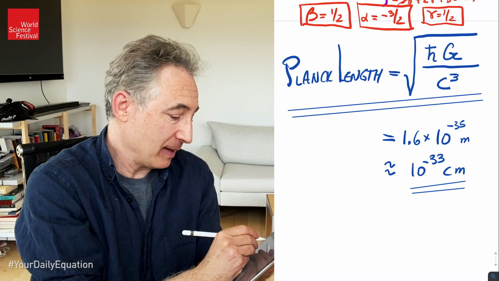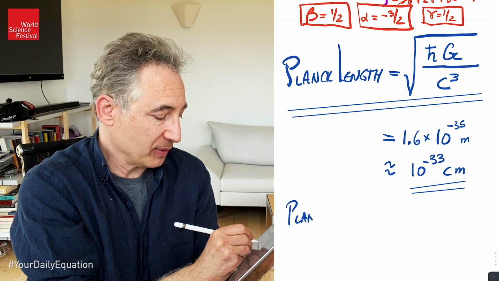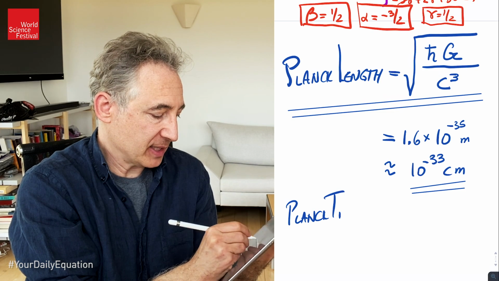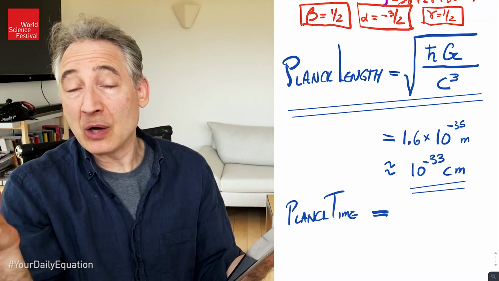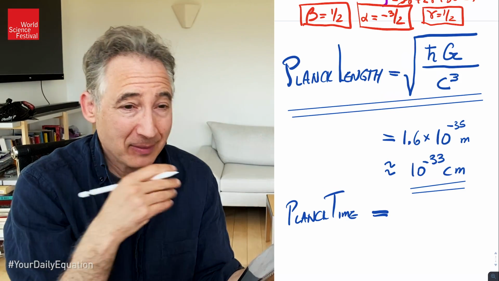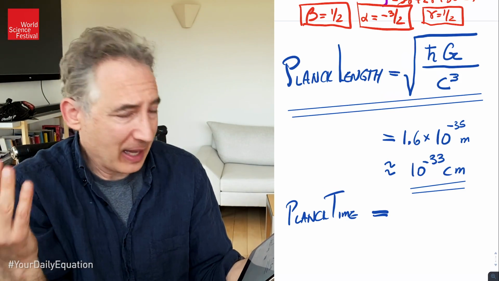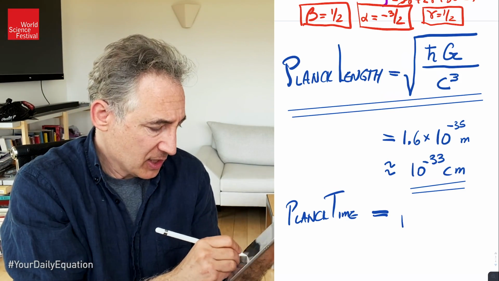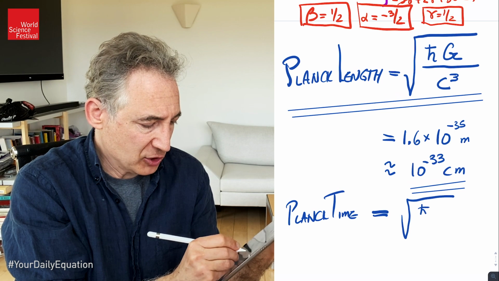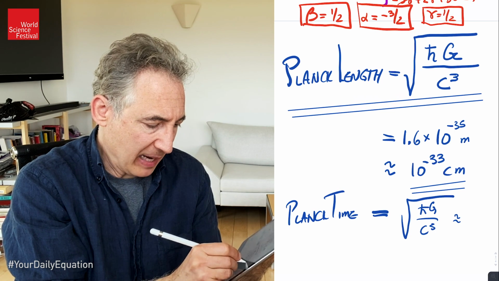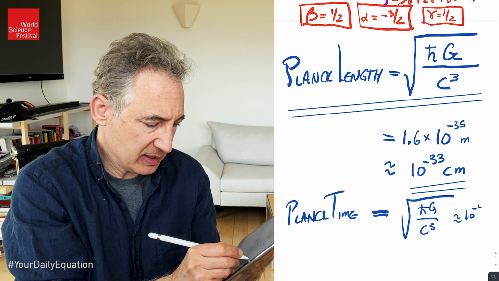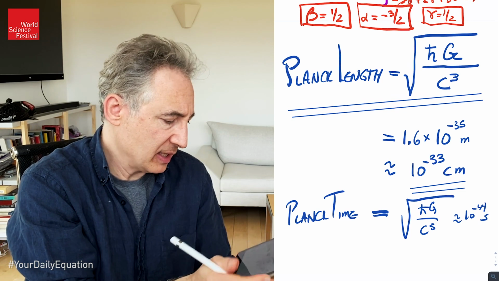You can play the same game for the Planck time. I won't go through it because it's just the same algebra. But if you work it out using the alpha, beta, gamma approach that we have for this, it would give us square root of h bar g over c to the fifth. And this is about 10 to the minus 43, 10 to the minus 44 seconds.